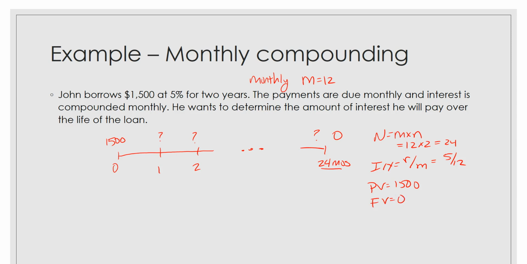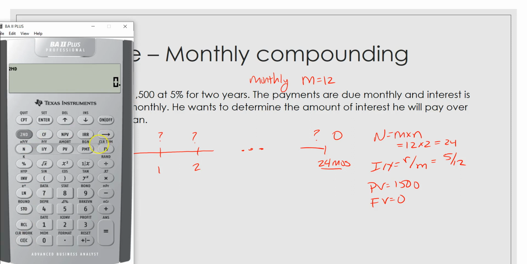So let's calculate our payment. First, clear our time value of money. So 24 months, 5 divided by 12 is IY. 1,500 is our present value, and 0 is our future value. Let's compute our payments. We get $65.81. Negative makes sense because we are paying $65.81 every month to repay this $1,500.